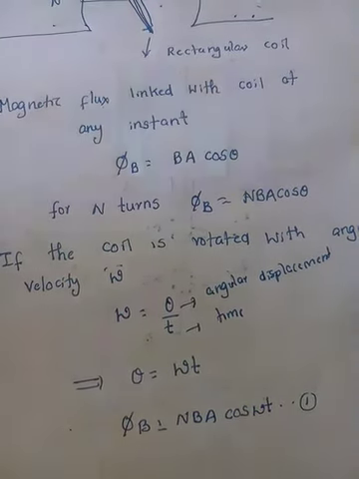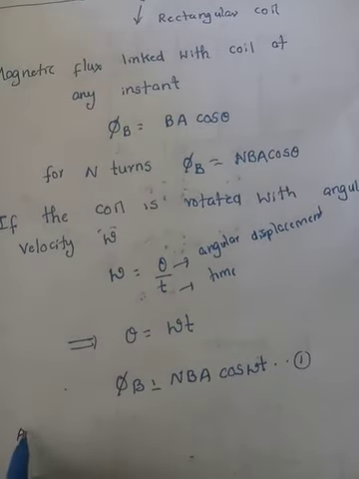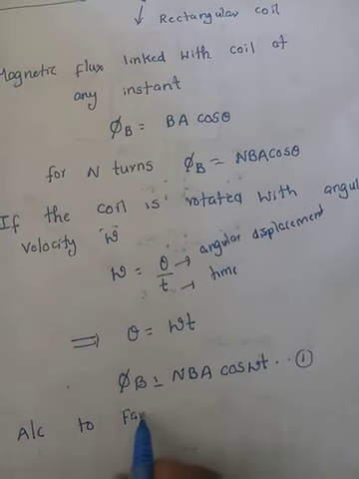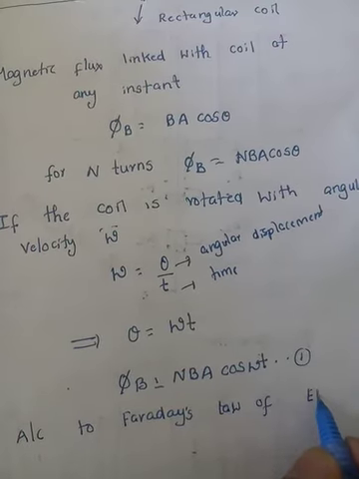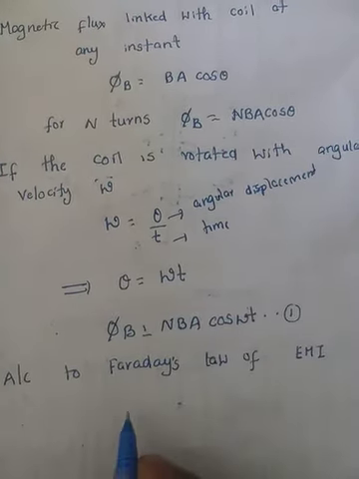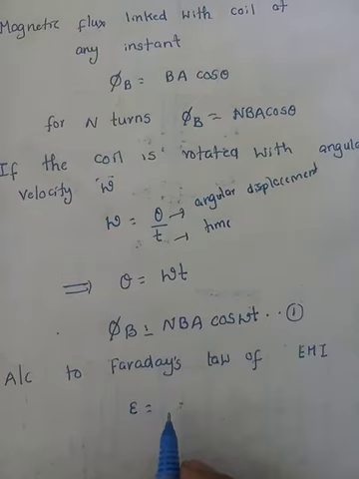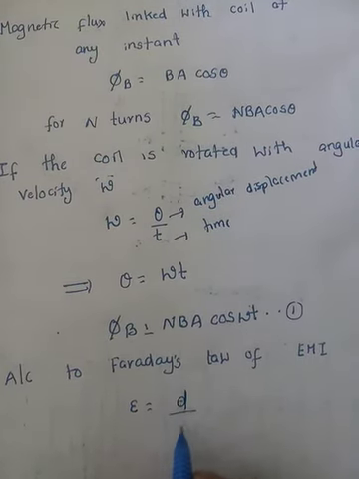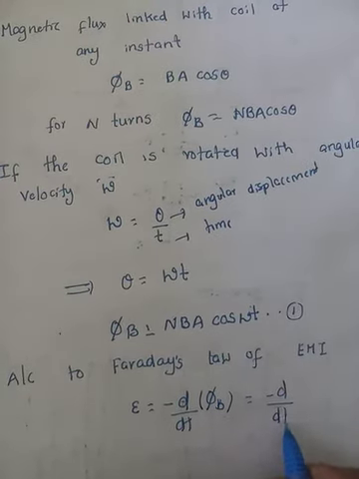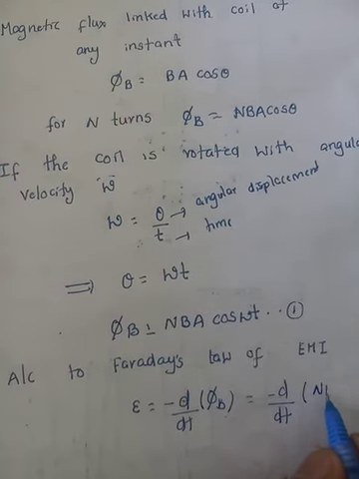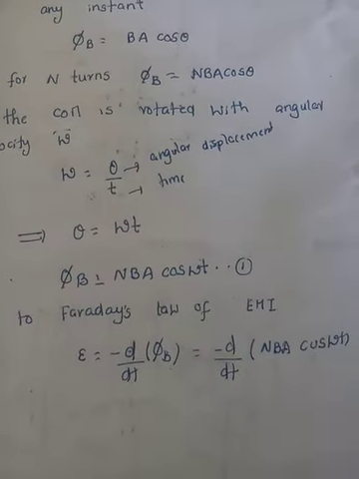Okay. Now, how will we induce EMF here? By changing the magnetic flux by rotating the coil. So, according to Faraday's law of electromagnetic induction, if we take only the induced EMF, E equals minus d by dt of Phi B. What is Phi B here? Minus d by dt of N B A cos omega t.